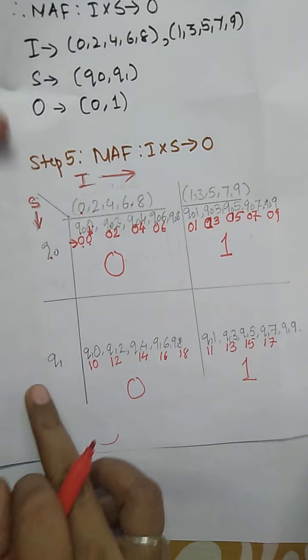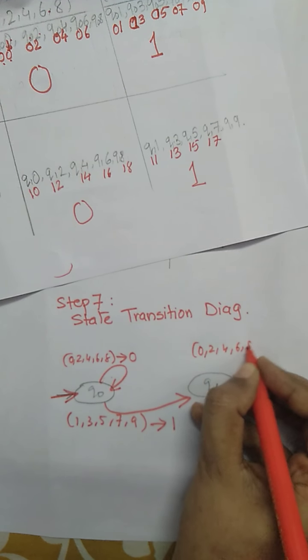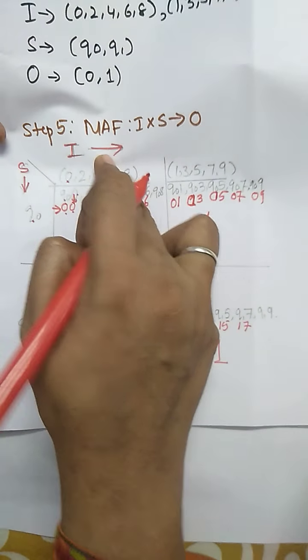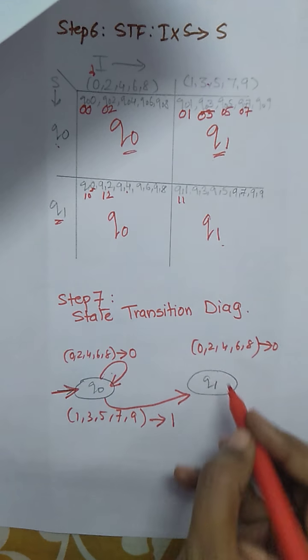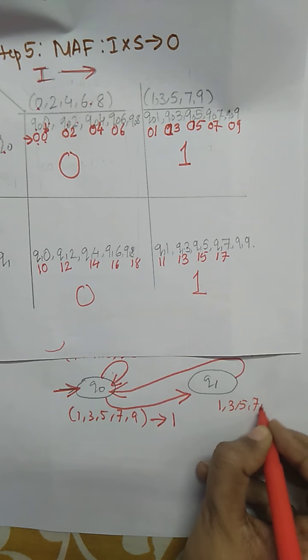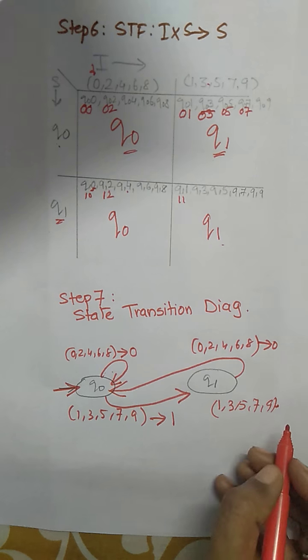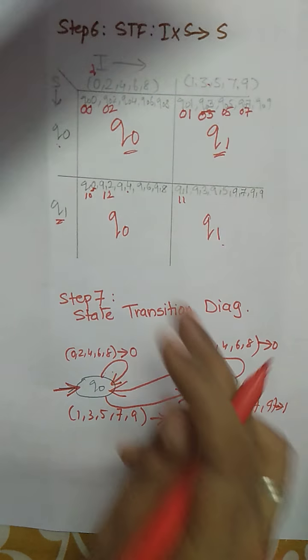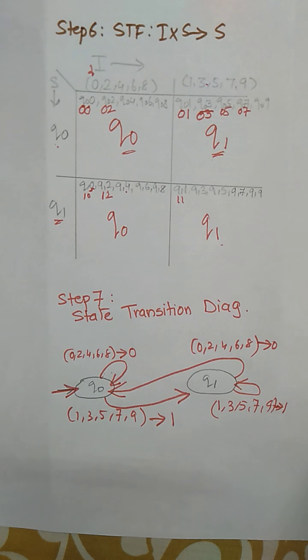Now the next bit, Q1 with the even numbers 0, 2, 4, 6, 8. What kind of output? Q1 with this input produces output 0. Okay, where is it going? Q1 with this input goes to Q0. Now Q1 with the odd numbers 1, 3, 5, 7 and 9. What kind of output? The output produced is 1. Where is it going? Q1 with this input is going to itself. So this is how we have completed the FSM for binary number divisible by 2 for the decimal number system.